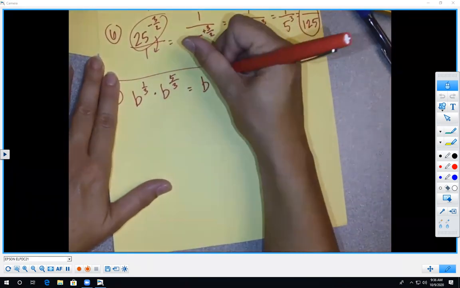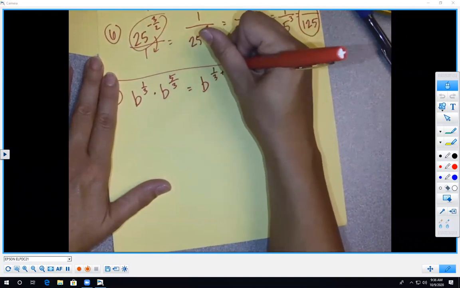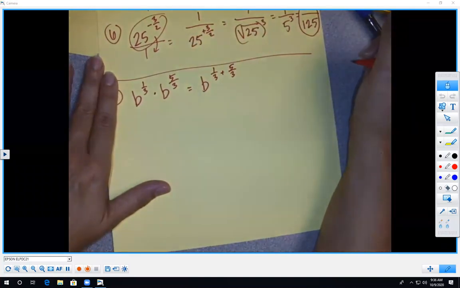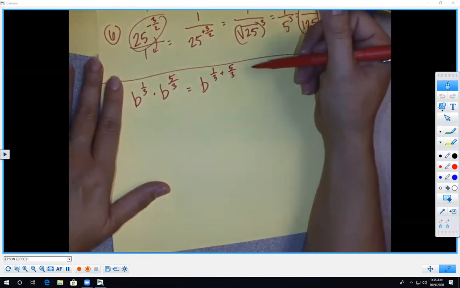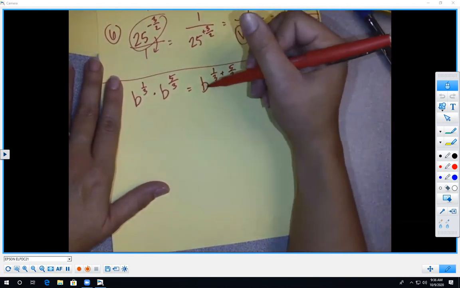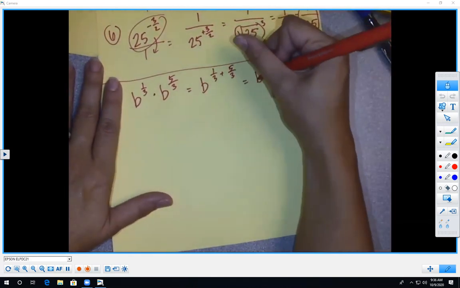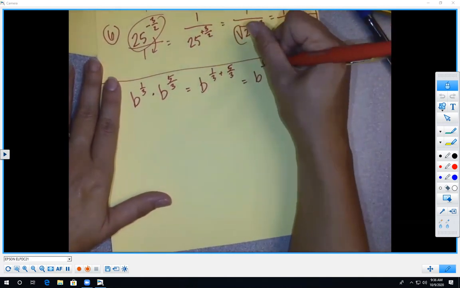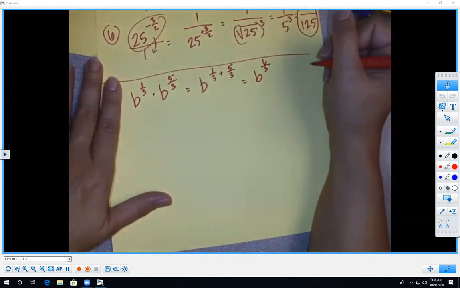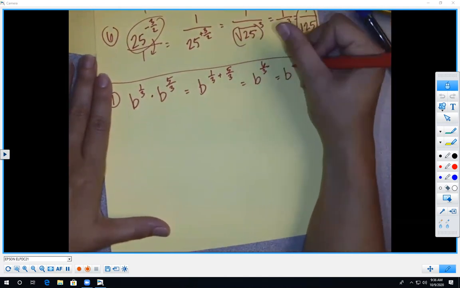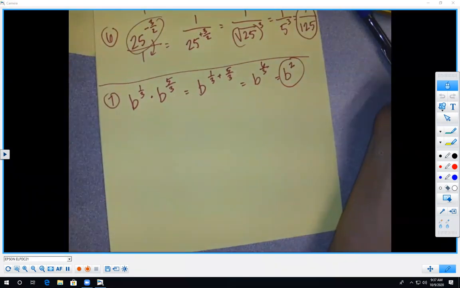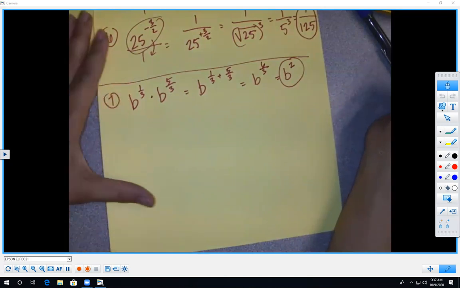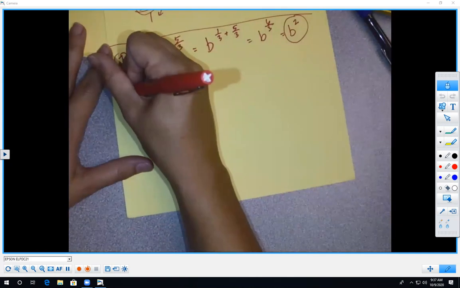So this becomes b to the 1/3 plus 5/3. To add fractions, remember you have to have a common denominator, which we have in this case. Once you have a common denominator, you just add across the top, keep the bottom number the same. So this becomes b to the 1 plus 5 is 6 over 3. And what is 6 over 3 reduced to? 2. So it's b squared. Questions about that?